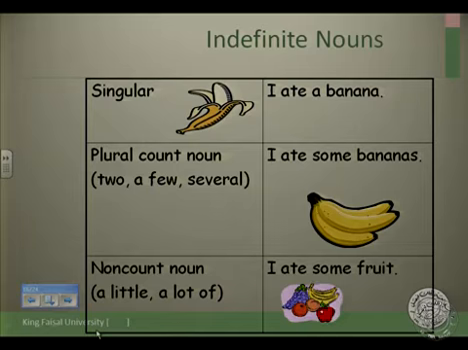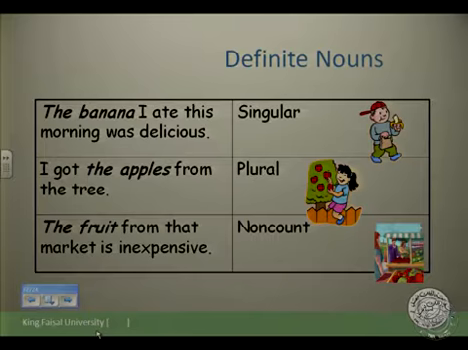So again, indefinite nouns, they can be singular, like we introduced them. I ate a banana. We can make them plural, bananas. I ate some bananas. We use with them two, a few, several. Non-count nouns, we use with them a little, a lot of. I ate a lot of fruit. I ate a little fruit, etc. We are going to see the difference between a few and a little in a minute.